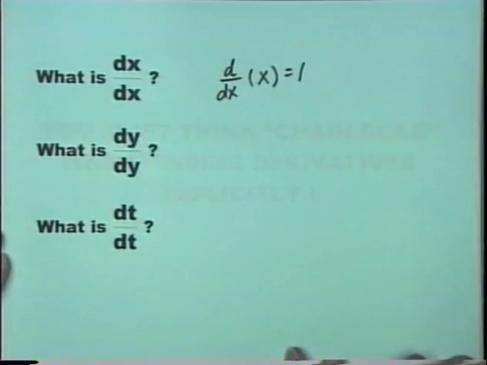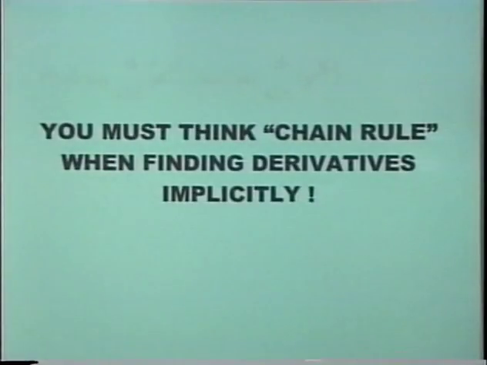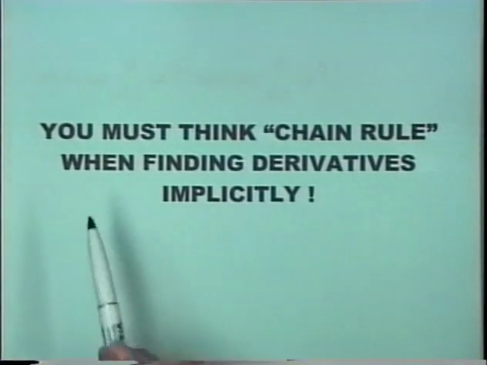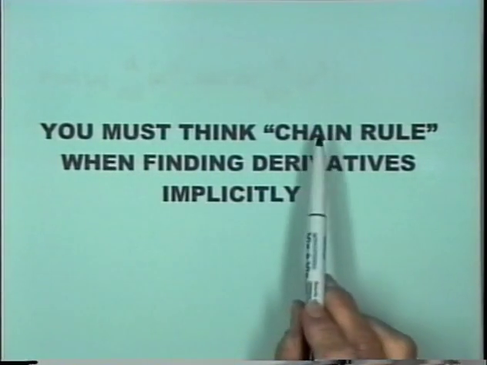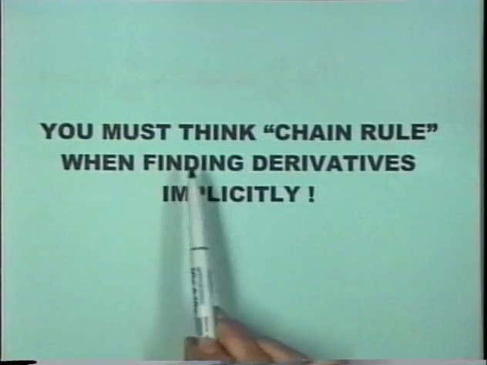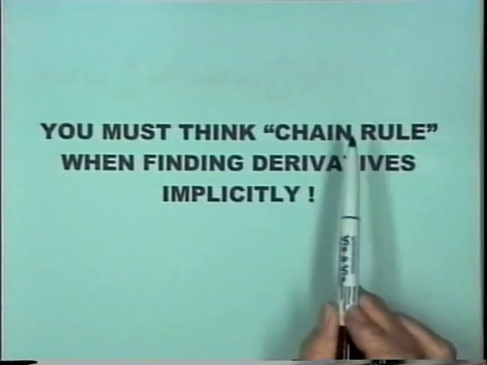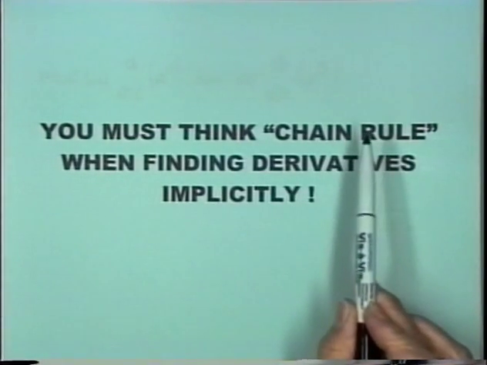Now, with these things in mind, I want to emphasize you must think chain rule when finding derivatives implicitly. All the time be thinking chain rule. Now, what exactly do I mean by chain rule? Well, you might remember when you do the chain rule, like on a general power form, you do the power rule part, and then the chain rule says that you go inside those parentheses and take the derivative of the function that was raised to a power.